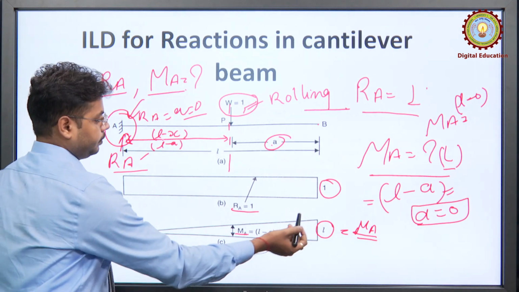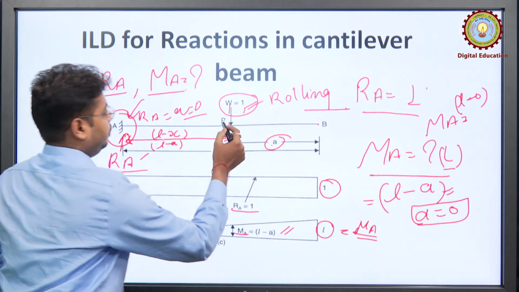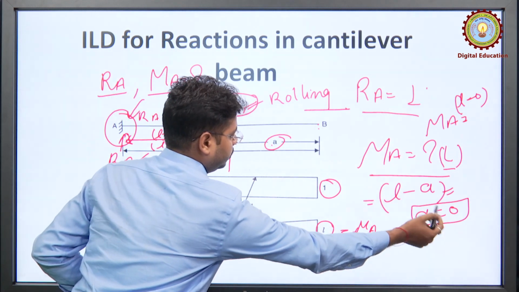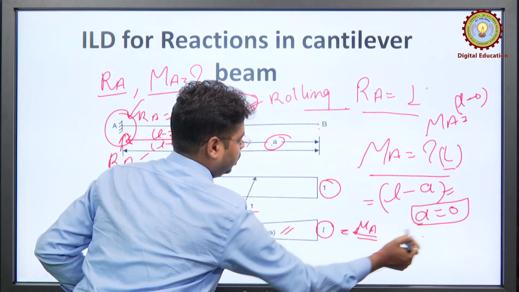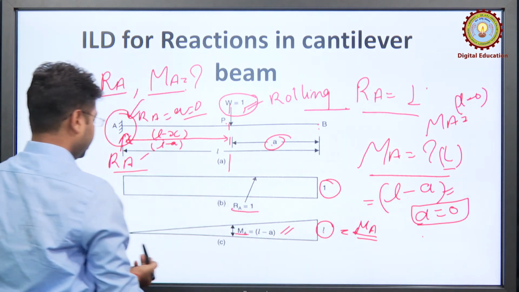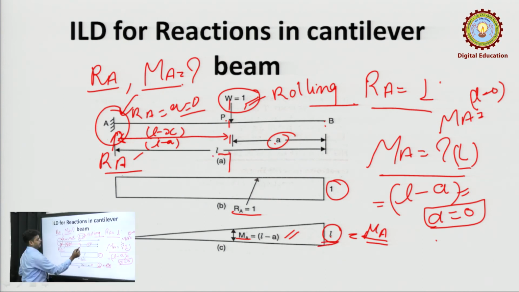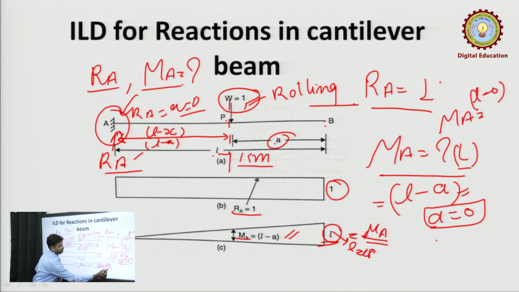So when a = 0, when the load is on B, then when we put a = 0, MA is equal to L. Similarly, MA is equal to L. If we are given a span of 15 meters, then the unit of that L is equal to 15 meters.